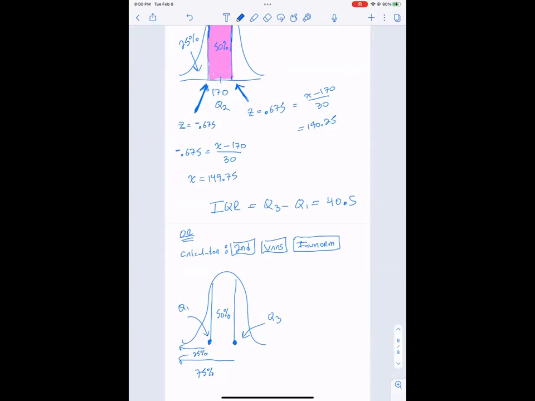Because we did both of them. Yes. And then just subtract those two numbers and that gives you the IQR. Oh, right? Q3 minus Q1, that's the IQR. Yeah, because I said, I don't know why, but I did 170 minus the 149.75.